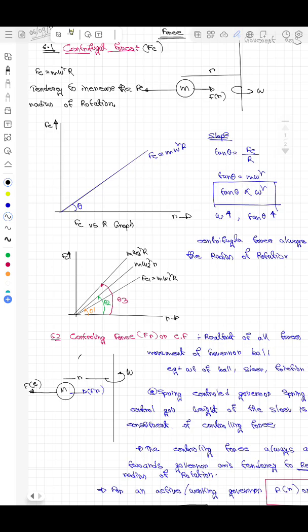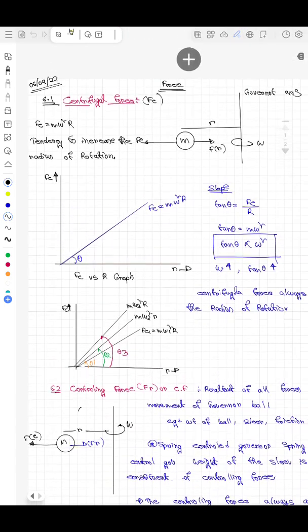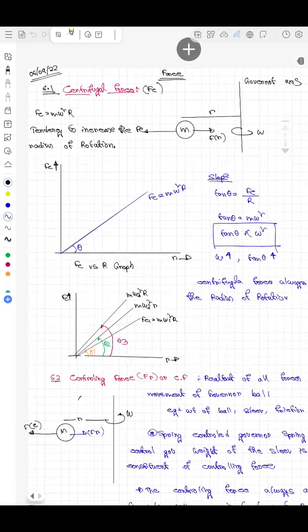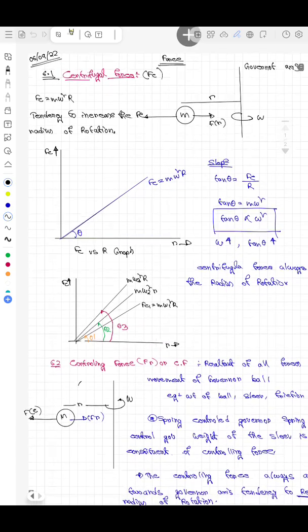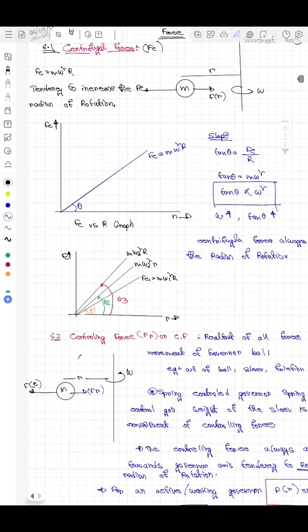Here tan theta equal to m omega square r, which is Fc by r. Tan theta is proportional to omega square. So as omega is increasing, tan theta is also increasing. As omega increases, the angle will also increase, so it will move outward as the angle increases.